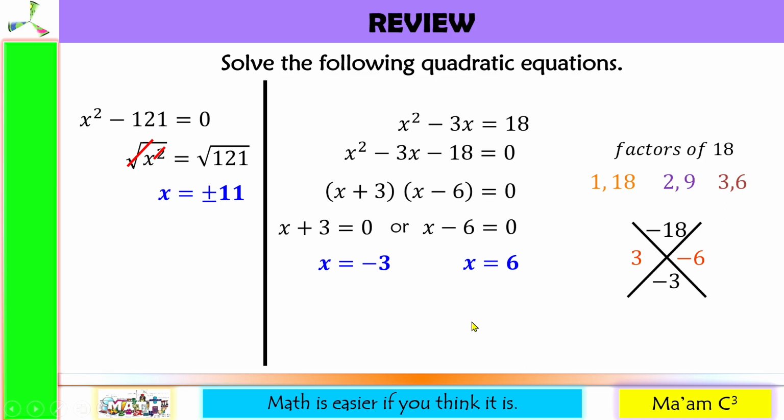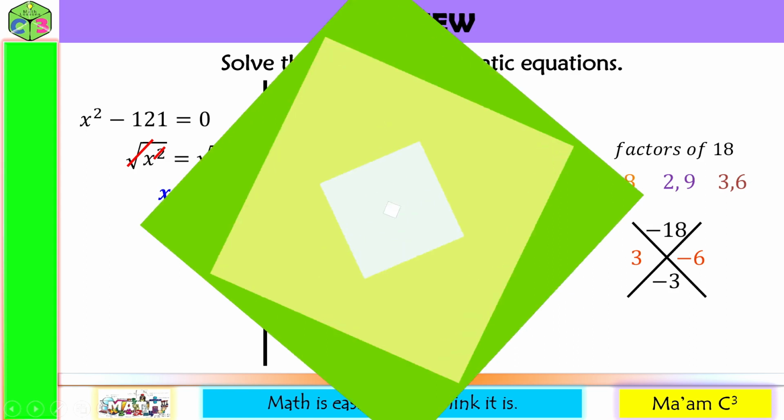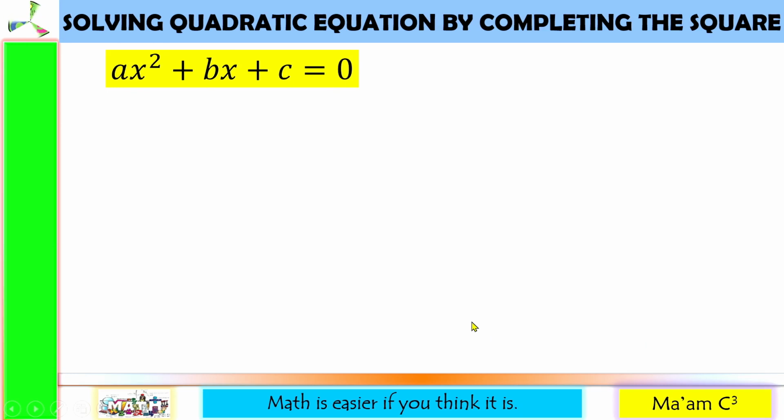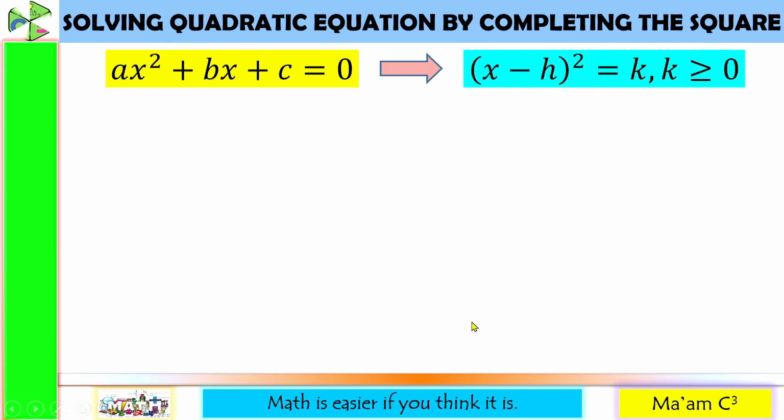Today, I am going to teach you another method of solving quadratic equations, and that is by completing the square. Here, the quadratic equation in the form ax squared plus bx plus c equals 0 is transformed into quantity x minus h squared is equal to k, where k is greater than or equal to 0. Would you know why k must be greater than or equal to 0? Because if you extract both sides, k could not be negative. It will give us imaginary roots.